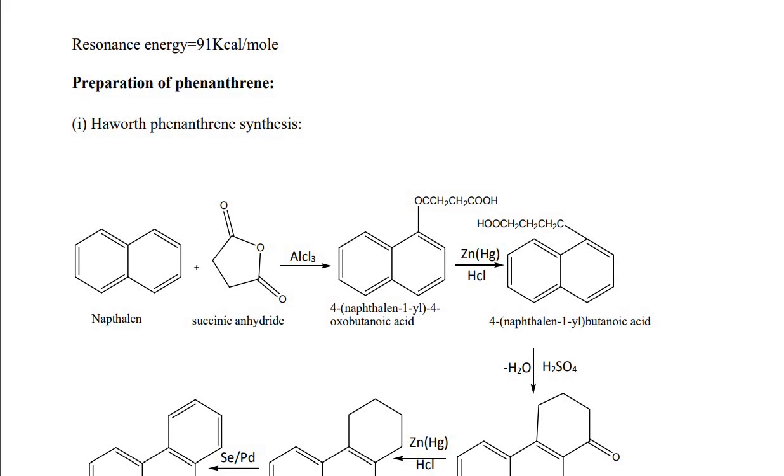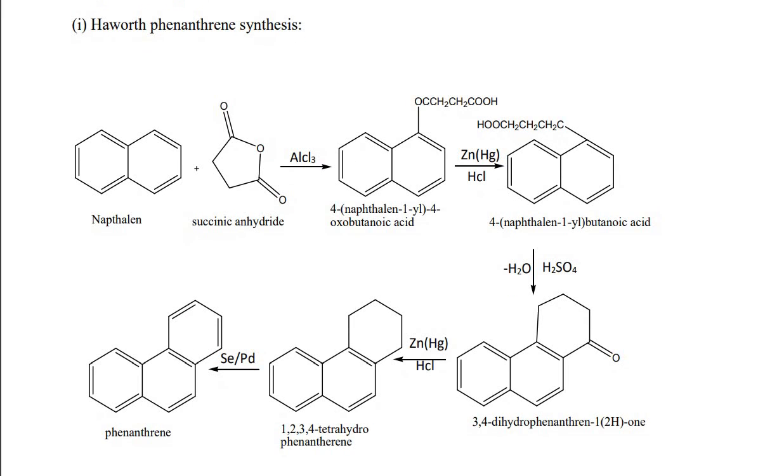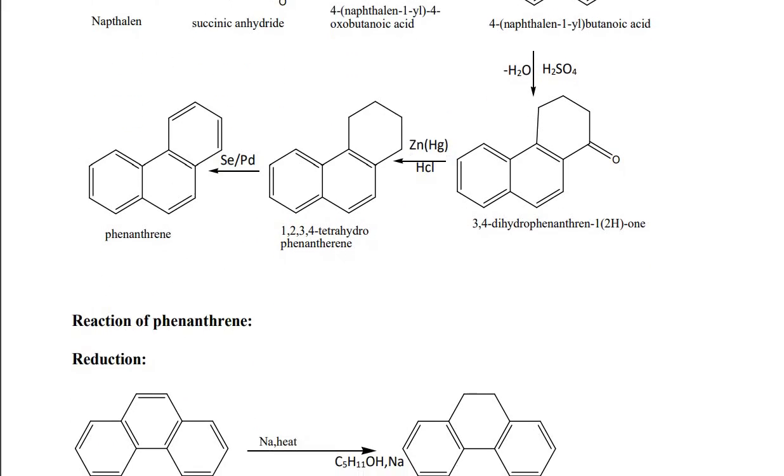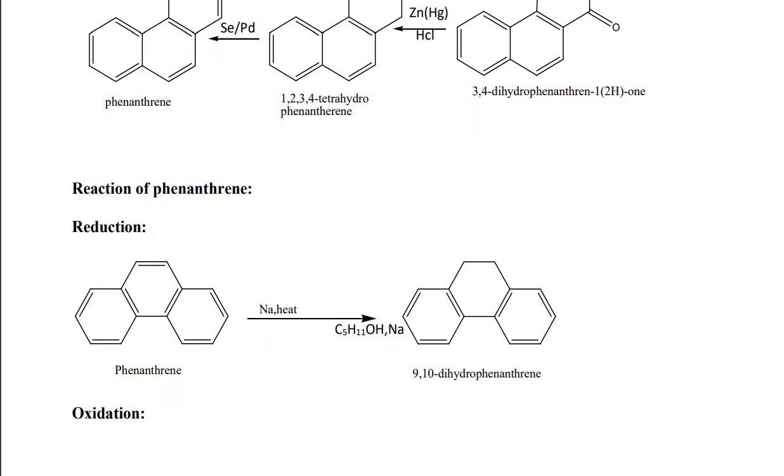Now preparation of phenanthrene. Haworth phenanthrene synthesis. Starting from naphthalene and succinic anhydride, it gives 4-naphthalene-1-yl-4-oxobutanoic acid, then undergoes zinc amalgam reduction in presence of acid to give 4-naphthalene-1-yl butanoic acid, and in presence of sulfuric acid, cyclization occurs. It gives 3,4-dihydrophenanthren-1(2H)-one, and again zinc amalgam reduces this C=O bond to CH2, forming 1,2,3,4-tetrahydrophenanthrene, and it undergoes dehydrogenation in presence of selenium or palladium, and you will get the phenanthrene.